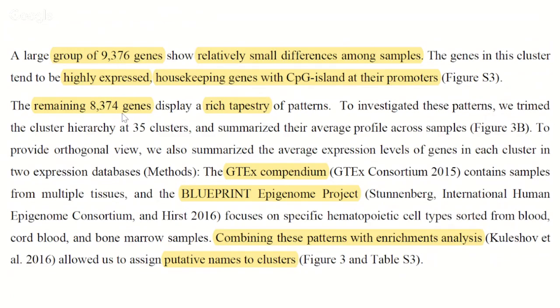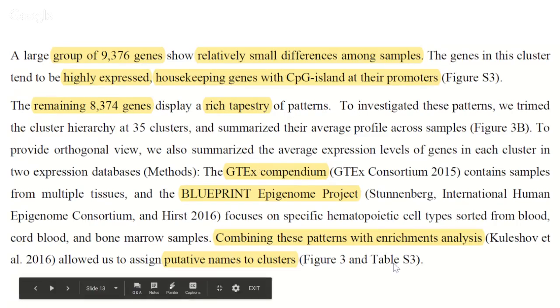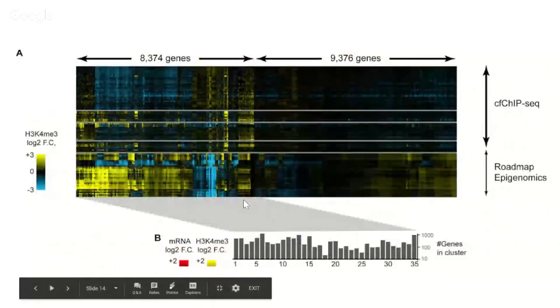How about the rest of the genes? Well, there's a group of about 8,300 or so that show a lot of tissue-specificity patterns, right? And they compare this to the GTEx compendium and the Blueprint epigenetics project, either for gene expression or from other regulatory genomics data sets. And they say, based on this, we think we can cluster this into what they call putative clusters, right? Doing the pattern comparison with enrichment analysis. And so here is a graphical representation of that.